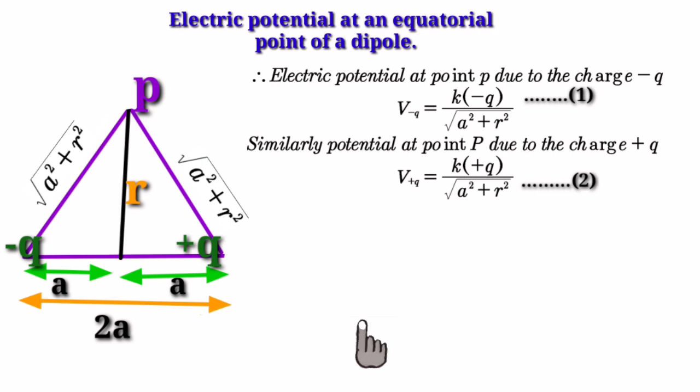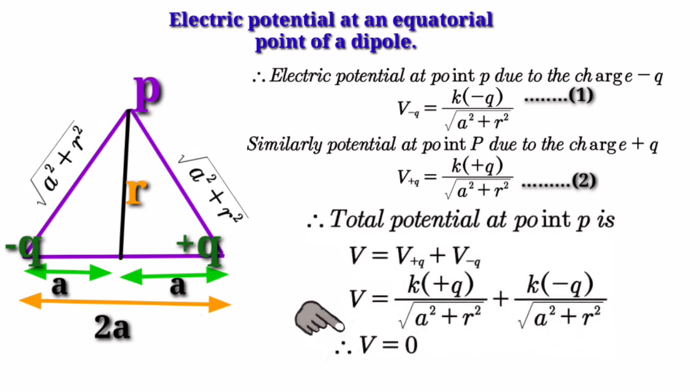Here, we can get the total potential at point P by simply adding V minus q and V plus q. Therefore, V is equal to V minus q plus V plus q. After putting the values of V minus q and V plus q, we get the total potential at point P is equal to 0. Therefore, electric potential at an equatorial point of a dipole is 0.